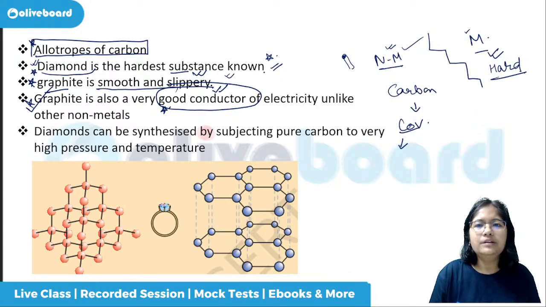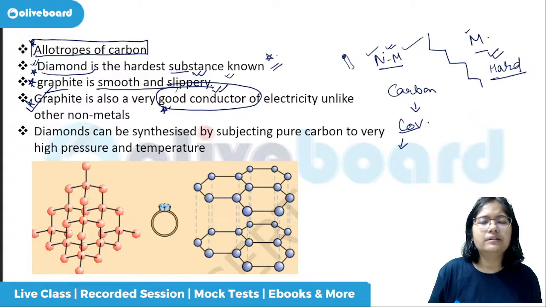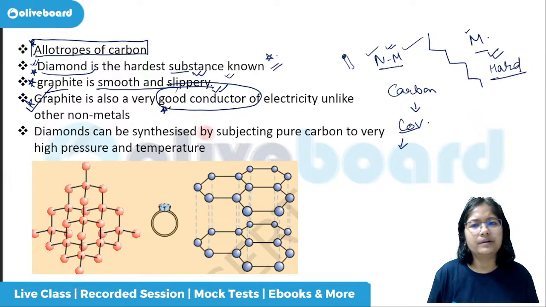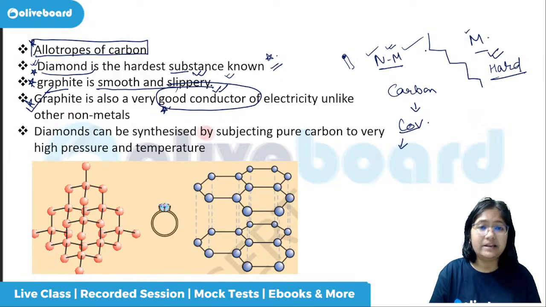Okay, one more thing. Even in future classes, if you study, you will study that some non-metals, like sodium and potassium, can be cut with a knife also. And most of the non-metals are not as hard as metals. So in that case, it is fine. Graphite is also smooth and slippery.